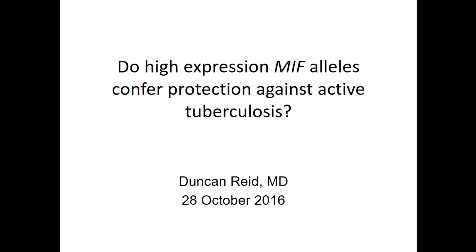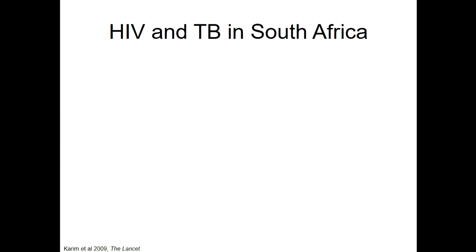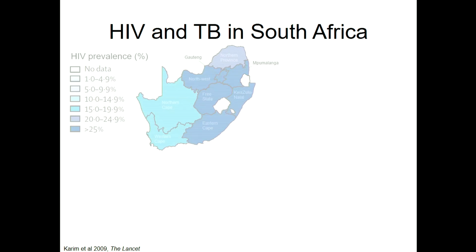Hi. So the question is, do high expression MIF alleles confer protection against active tuberculosis? HIV and TB co-infections are a problem worldwide, but are particularly acute in South Africa, where over 50% of new TB cases occur in HIV-infected individuals.